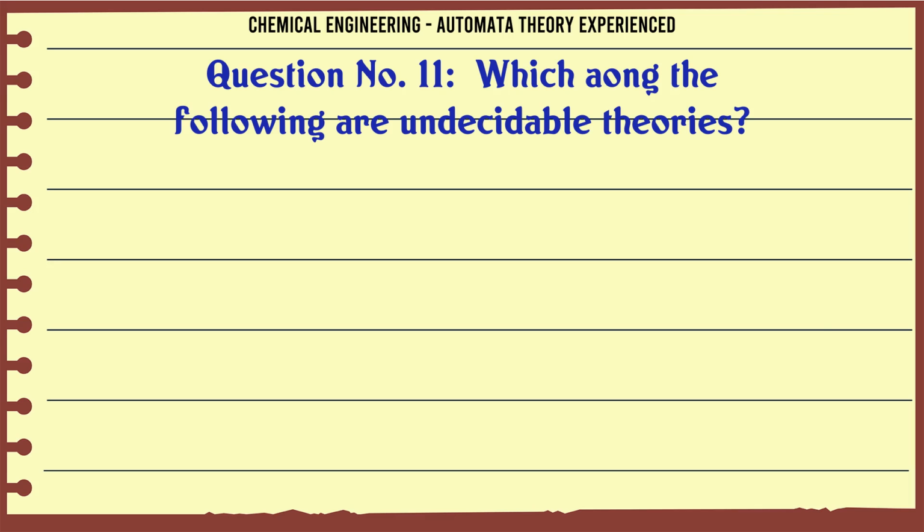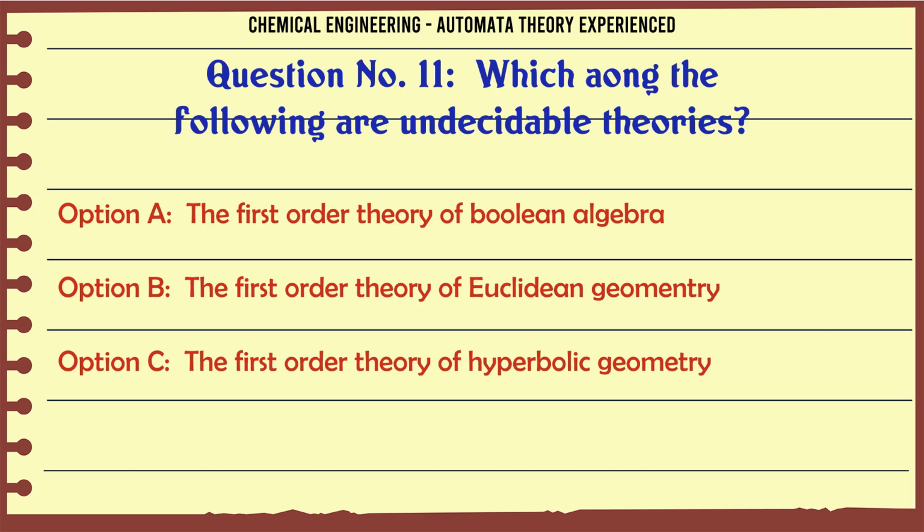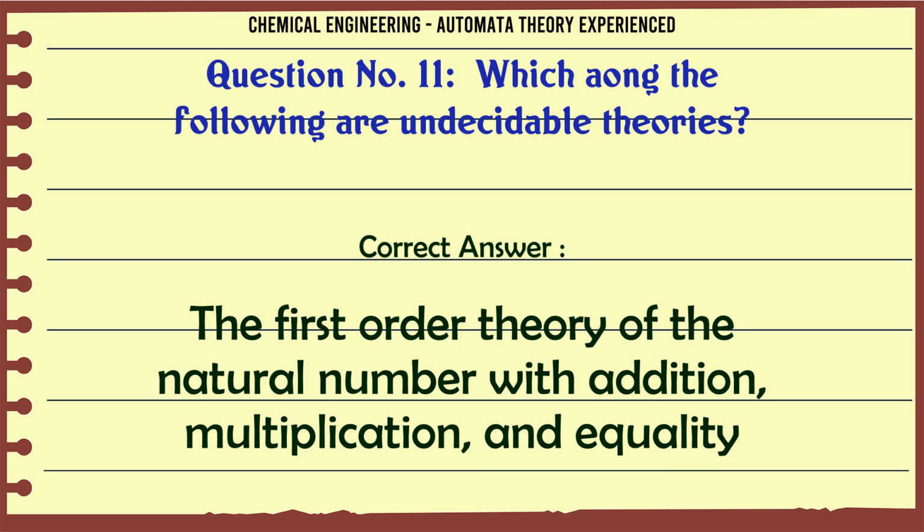Which among the following are undecidable theories? A) The first-order theory of Boolean algebra, b) The first-order theory of Euclidean geometry, c) The first-order theory of hyperbolic geometry, d) The first-order theory of the natural numbers with addition, multiplication and equality. The correct answer is the first-order theory of the natural numbers with addition, multiplication and equality.